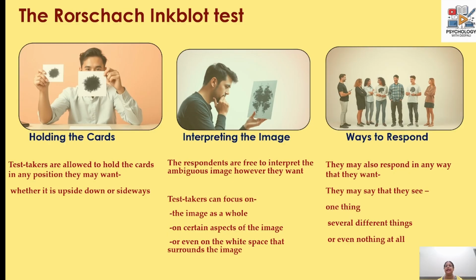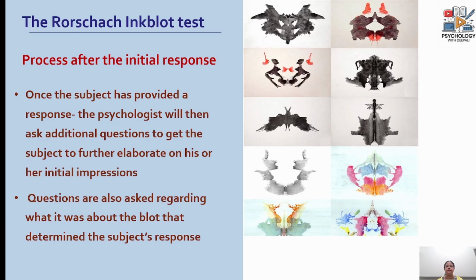They may say that they see one thing only. After giving one response, the person may say that I don't see anything else in it. Or they may see several things. They may give one response, then say that it also looks like this, then say that this also looks like that, and give multiple responses. Or sometimes, in rare cases, a person may say that I don't see anything at all in it. So they will give no response. That is also sometimes seen.